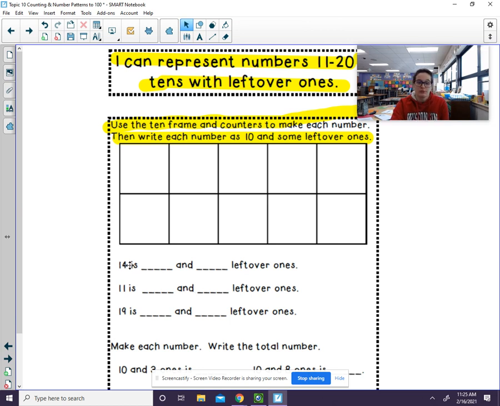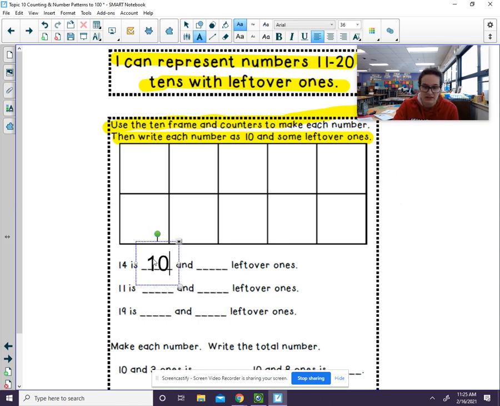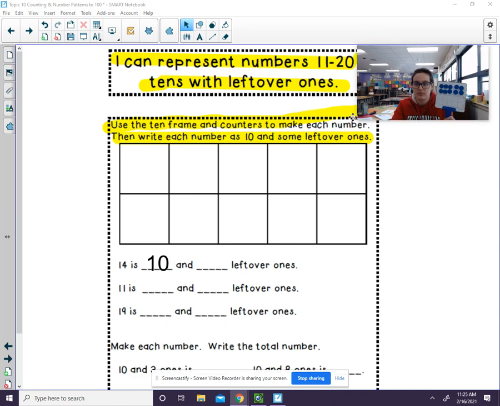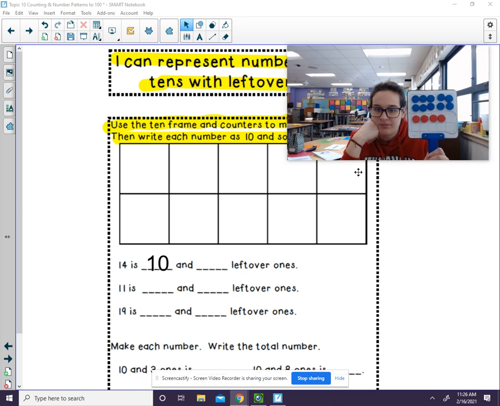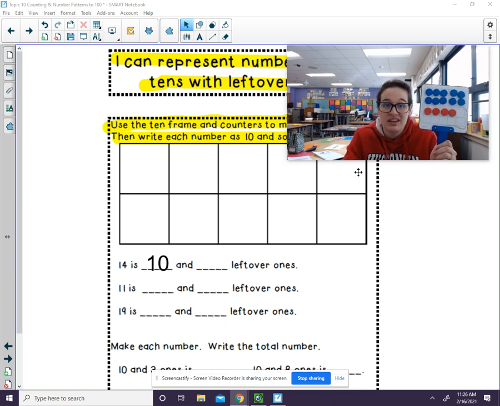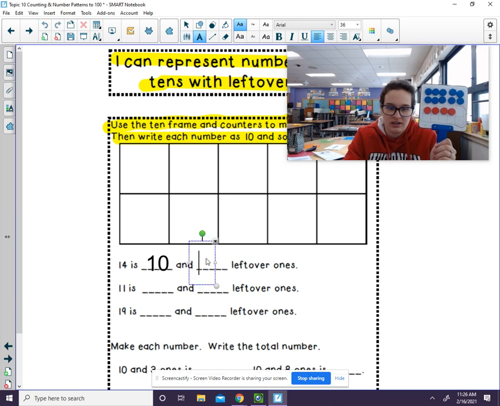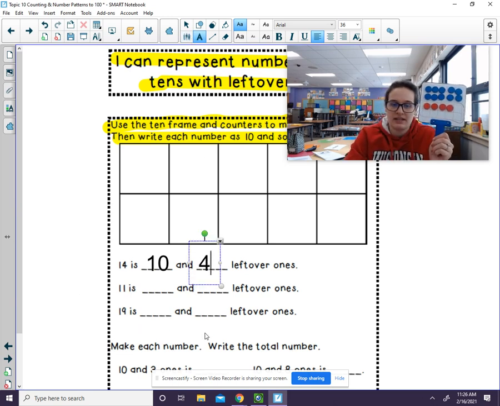I'm going to do this first one with you. So 14 is blank and leftover ones. Okay, well, the whole counter, we would know it is 10 to start. It's 10. Well, and how many leftover ones? Well, I have 10, and then I've got to figure out how many go here. 11, 12, 13, 14. This is how many leftover ones there are. So how many is that? It's 4. Okay, so you'll do that for 11 and for 19.